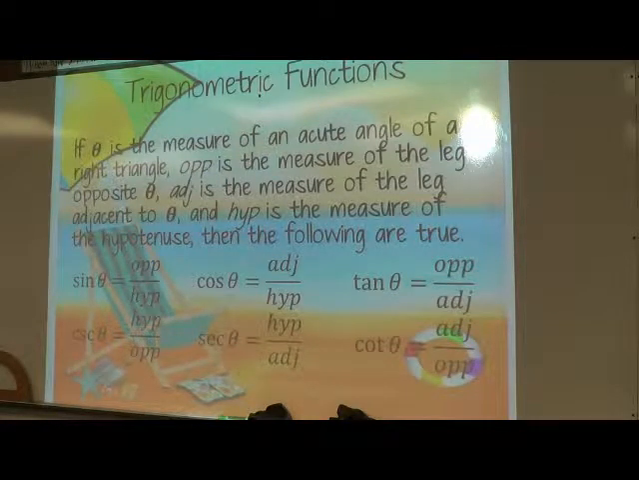So cosecant, the CSC, is the reciprocal of sine. So it's simply the hypotenuse over opposite. And then secant, which is SEC, is the hypotenuse over adjacent, and the cotangent is the reciprocal of tangent, which is the adjacent over the opposite. So make sure to have those things copied down. I'm going to draw a triangle, and I'm going to show you what I mean when I refer to opposites and adjacents and the hypotenuse.